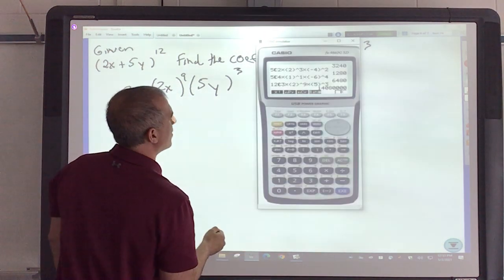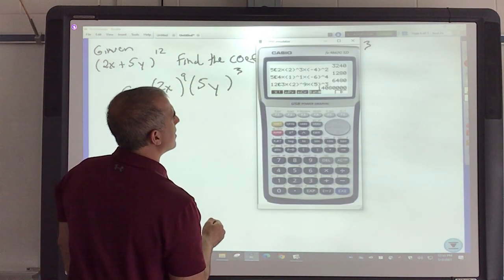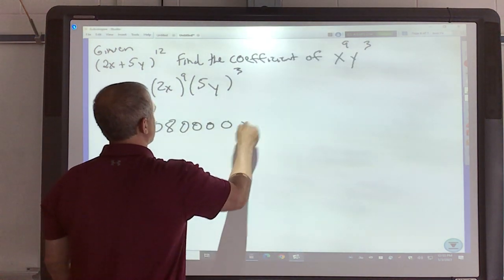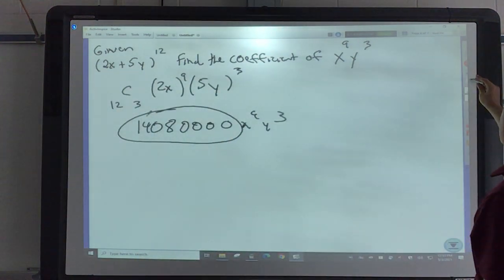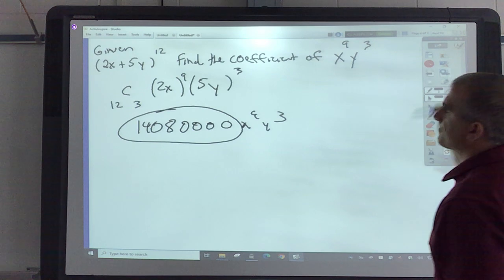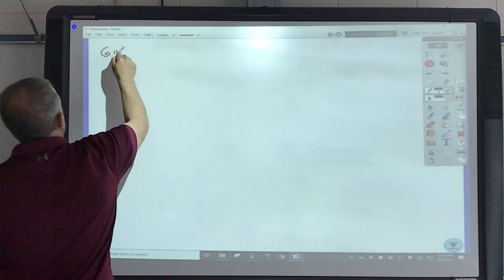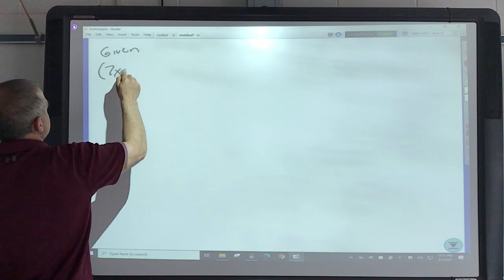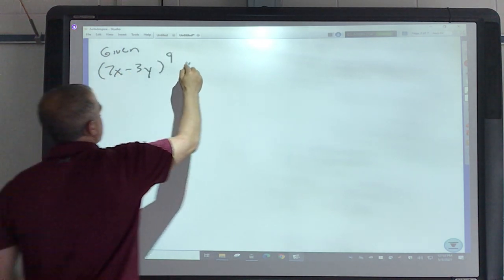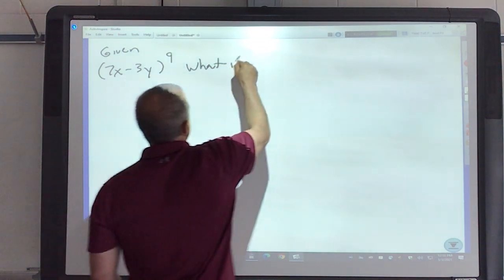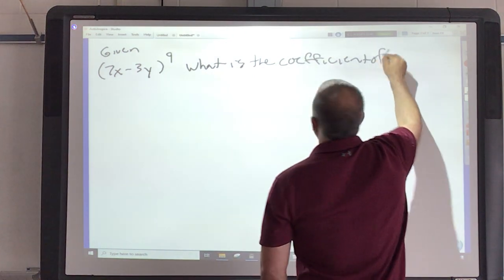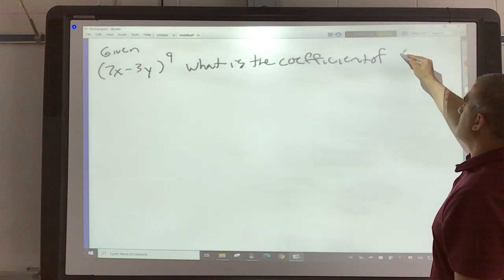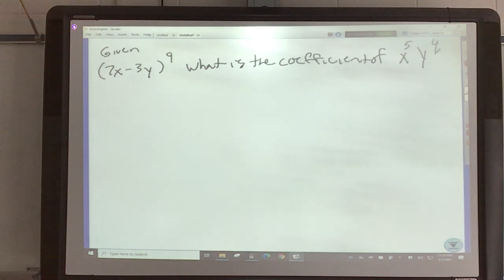14080, 1408, and then 4 zeros. But I don't know, this is all I need. Okay? All right? And then here's the last one that I would like you to do. Given 7x minus 3y to the 9th, what is the coefficient of the, let's say, x5 y4? Okay, go ahead and pause your video and go ahead and complete that.